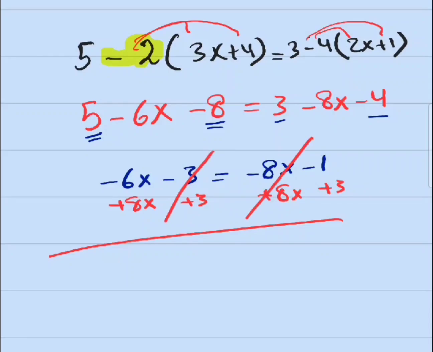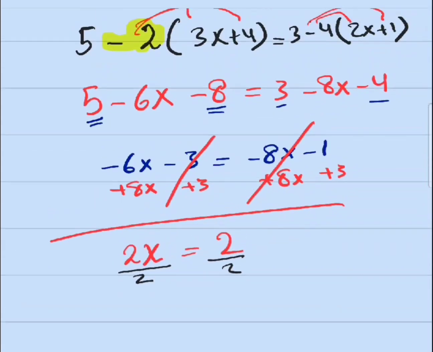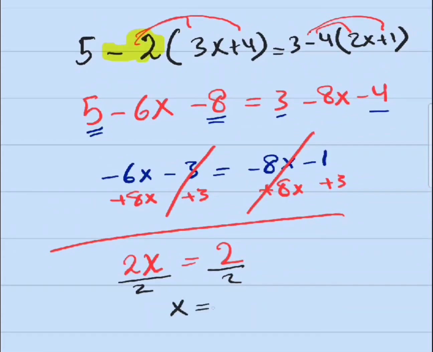Negative 6x plus 8x is 2x. Negative 1 plus 3 is 2. So if we divide both sides by 2, we can see that x is going to be 1. And that's it for that problem.